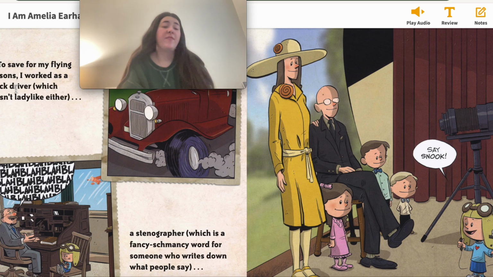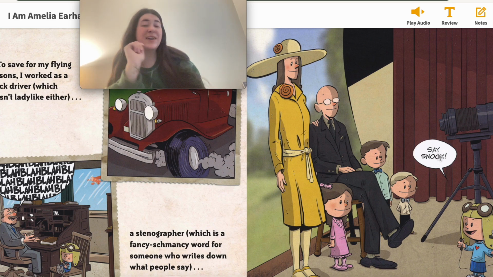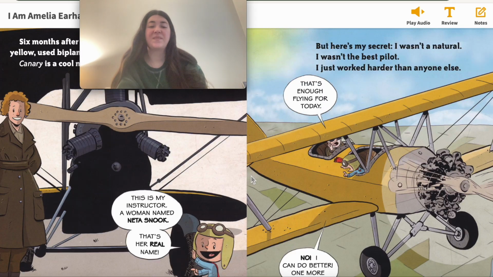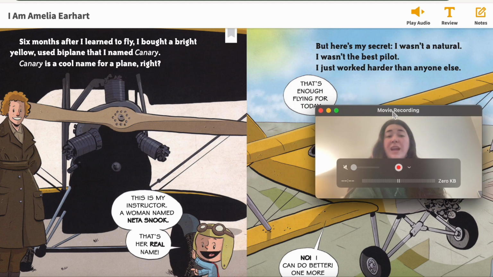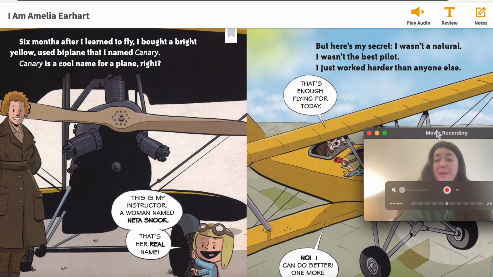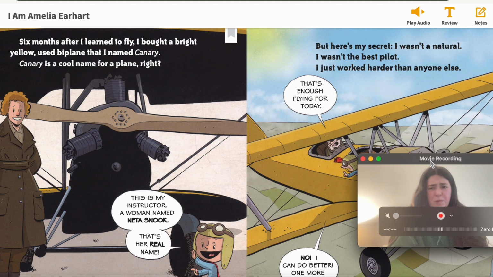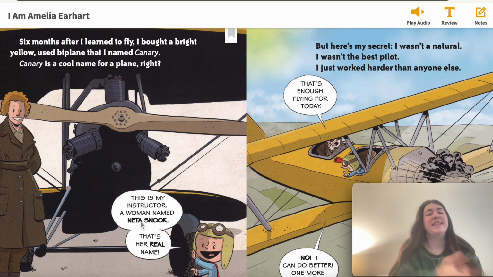To save for my flying lessons, I worked as a truck driver, which wasn't ladylike either. A stenographer, which is a fancy schmancy word for someone who writes down what people say. Six months after I learned to fly, I bought a bright yellow used biplane that I named Canary. Canary is a cool name for a plane, right? And this is my instructor, a woman named Netta Snook. Yes, that's her real name.